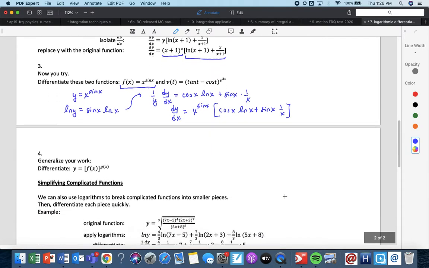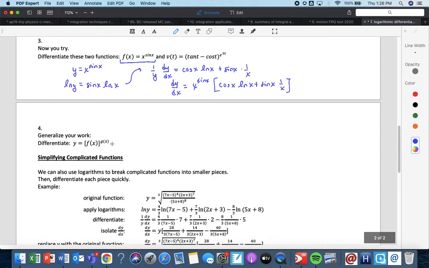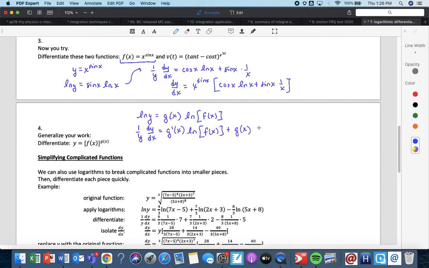In number 4, I ask you to generalize your work. So let's now work with just general functions here, f of x raised to the g of x. So we'll apply logarithms to bring that exponent down. And then I'll take the derivative on the left using the chain rule, the derivative on the right using the product rule. So there's u prime, here's v, plus here's u, and here's v prime, 1 over f of x times f prime of x.